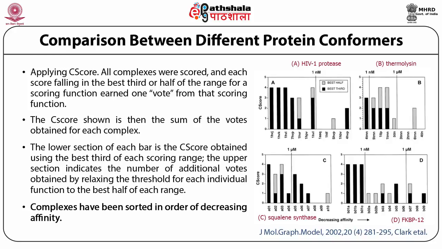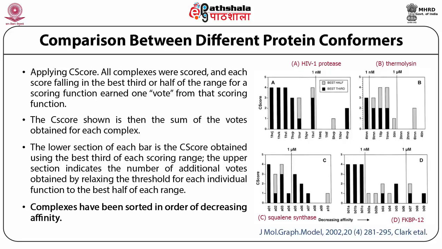I would just bring to your notice that in the case of HIV protease, if we score by two methods, one is best third and best half, then we see that most of those good or well binding compounds in FKBP as well as in HIV protease are doing fairly well. However, they are not so good in thermolysin or in thymidylate synthase. So, as we have been sorting functions by decreasing affinity on the x-axis, these numbers are crystal structures available in crystallography with different ligands, however the same enzyme.